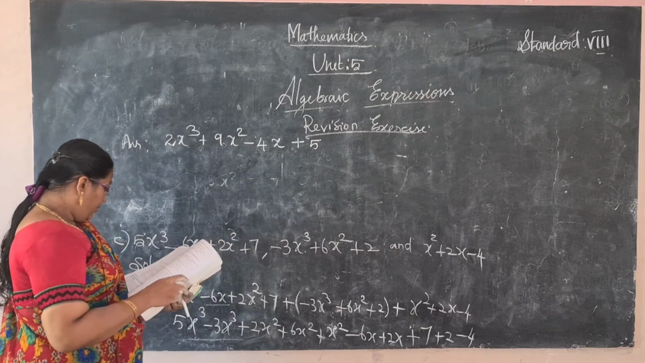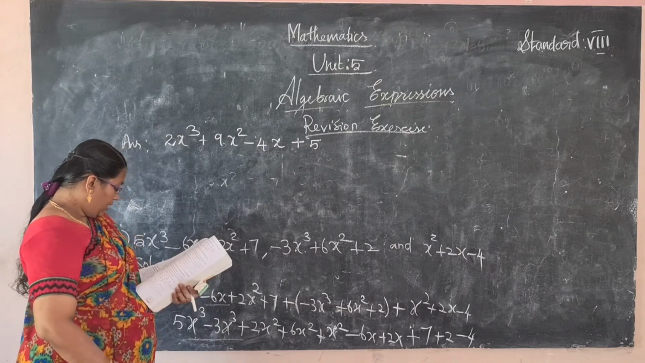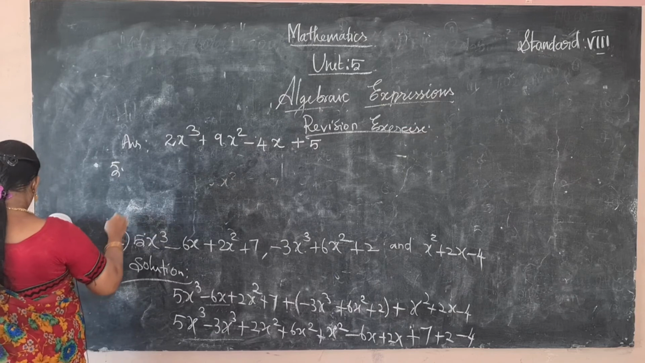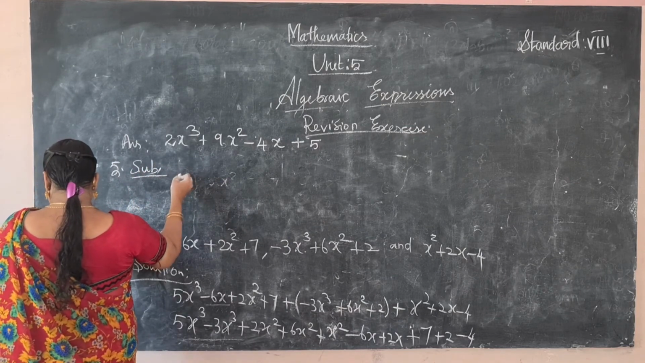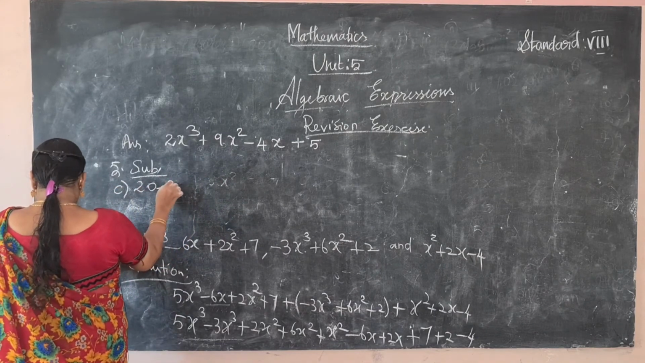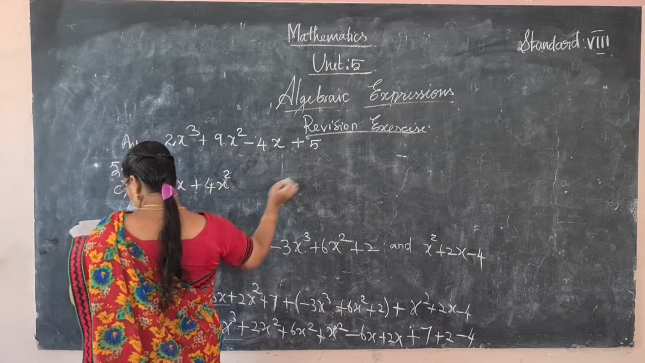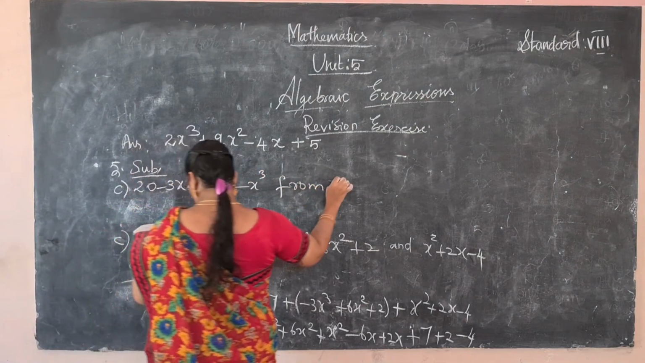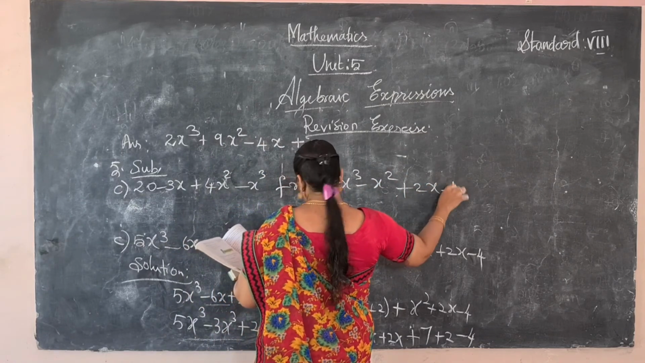So the remaining problems are homework. And then the fifth problem, subtraction. This is the fourth problem. So the fifth one, subtract. The first two are homework. C we are doing now: subtract 20 minus 3x plus 4x^2 minus x^3 from x^3 minus x^2 plus 2x minus 19.